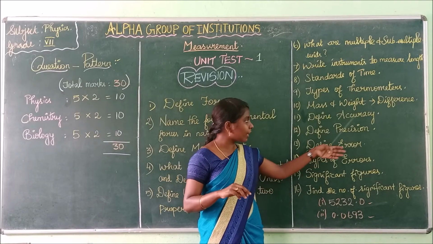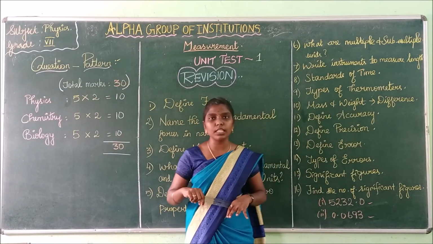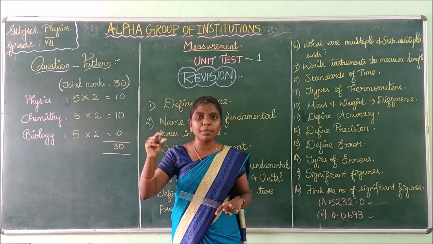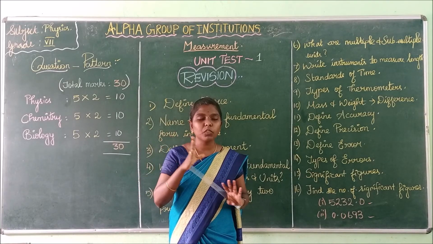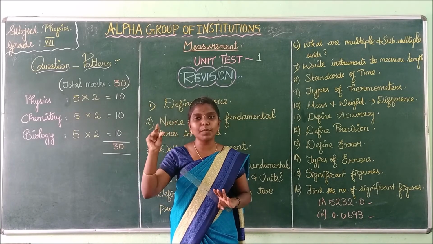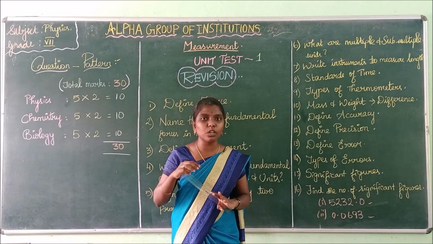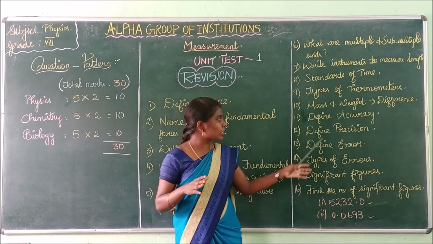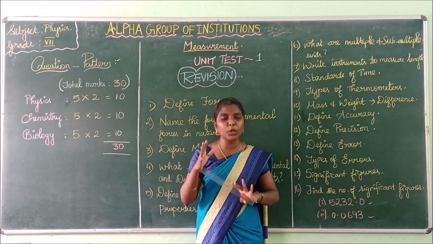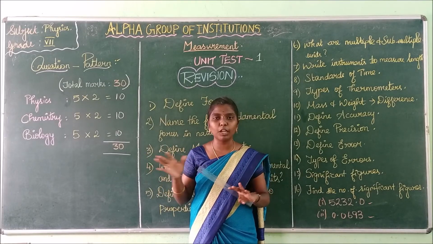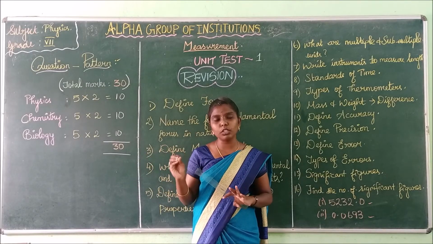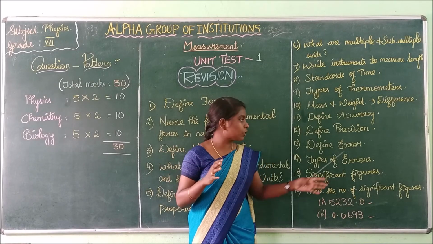Next, define accuracy. What is accuracy? The nearness of measurement to the fixed value is called accuracy. What is precision? Precision is the approximate value to the fixed value.